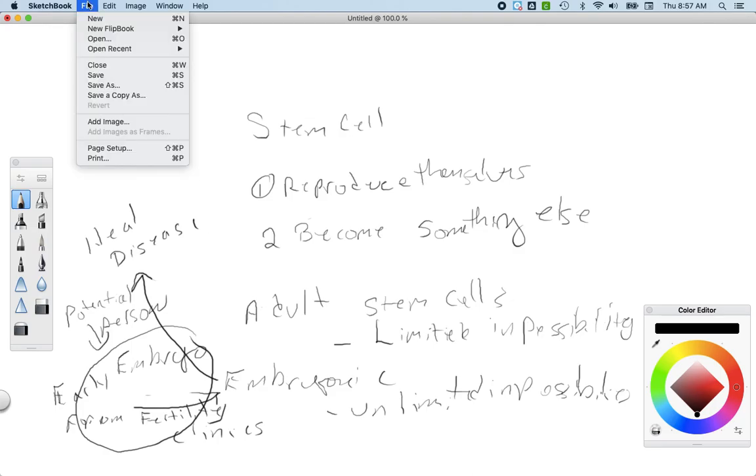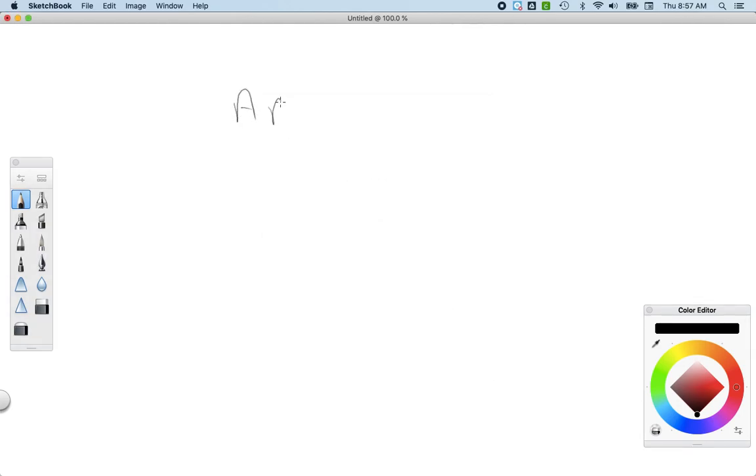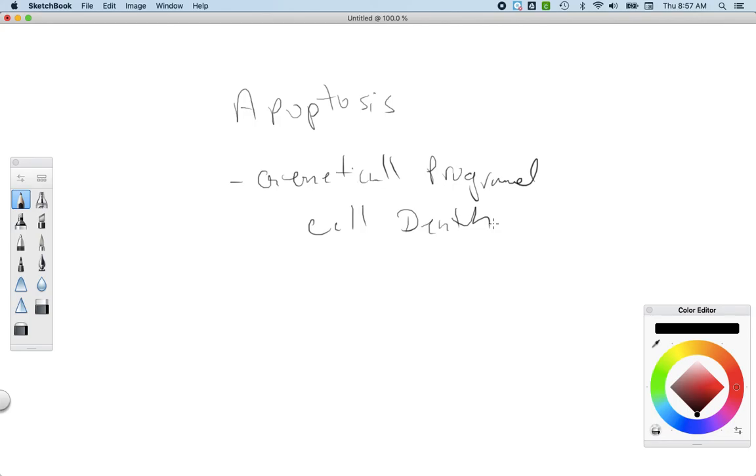The other topic we touched on in 9.3 is apoptosis. This is a genetically programmed cell death. There are times when it can be used as a way to prevent cancer, and it's certainly a very important part of development in multicellular organisms to get rid of cells that are not part of the final adult organism.